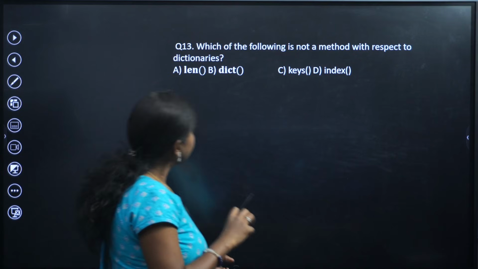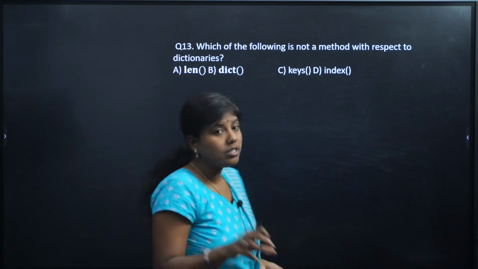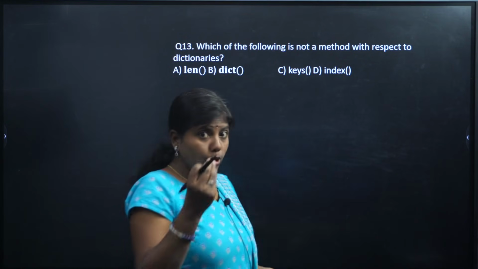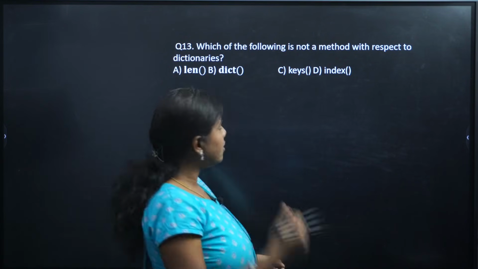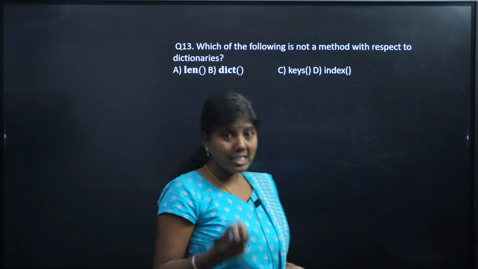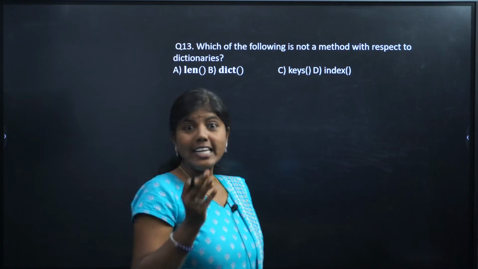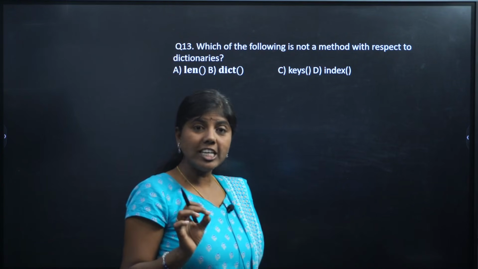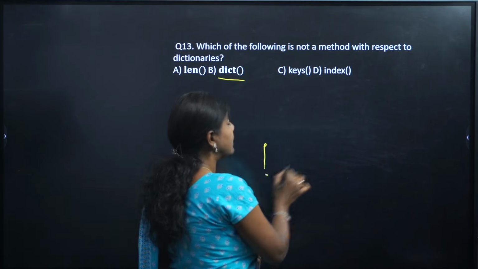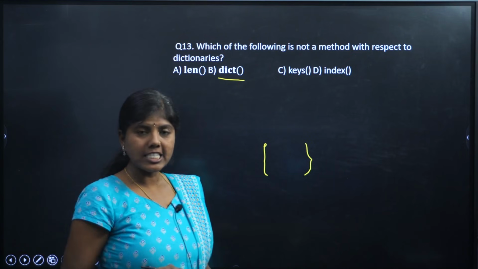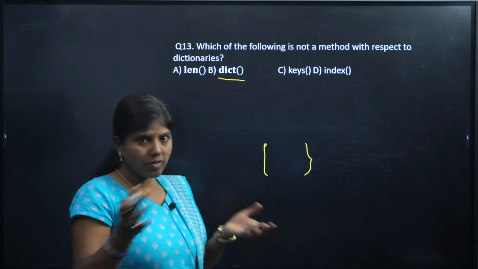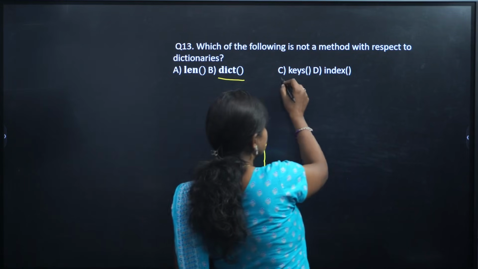The next question is: which of the following is not a method with respect to dictionaries? In a dictionary there are so many methods. Out of these, which are the methods given? Len is definitely there. Then we have dict, which is dictionary. Similarly we have a list, a tuple, a dictionary. So here also it's an empty dictionary. Then we have keys. Keys means it is going to give you a list of keys. How do you call keys? It's going to be like this.